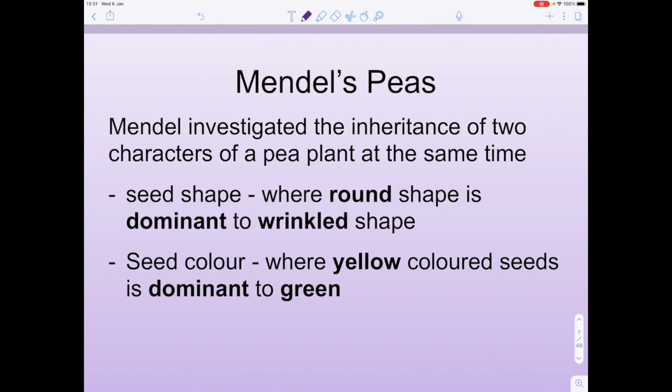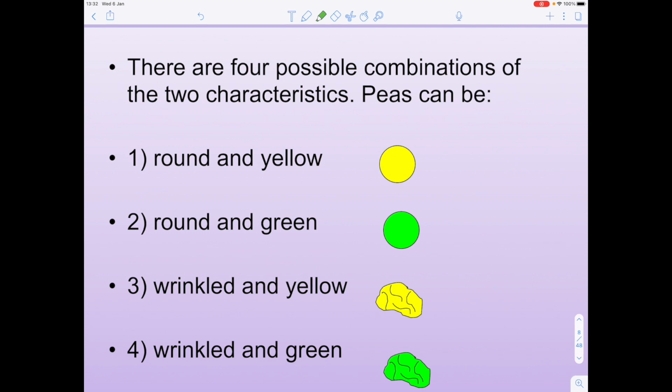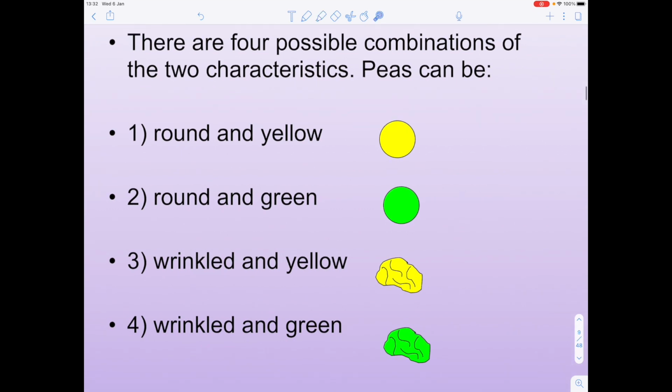Now hopefully you've met Gregor Mendel before. He was a monk who was basically the forefather of inheritance. He studied peas, so Mendel investigated the inheritance of two characteristics of pea plants at the same time. He looked firstly at seed shape, where the round shape is dominant to the wrinkled shape, and secondly he looked at the seed colour, noticed that yellow coloured seeds were dominant to green. And so if we look at the four possible combinations of these two characteristics, we notice therefore that peas can be round and yellow, round and green, wrinkled and yellow, and wrinkled and green.